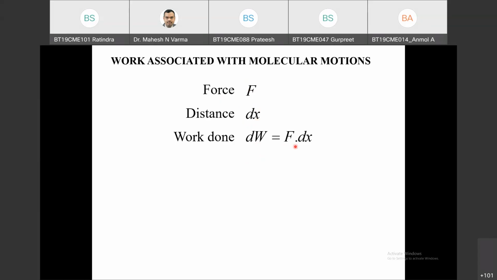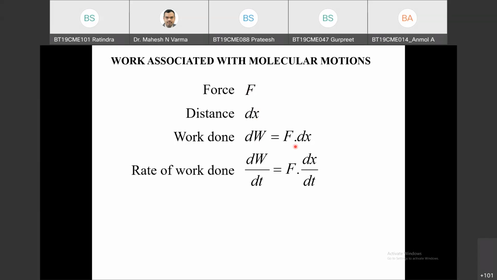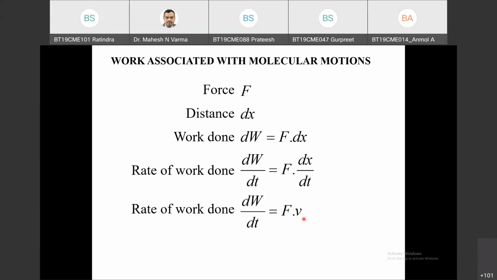Now the rate of work done is work per unit time, not per unit area. Work per unit time, where dt is the time. So this will be the rate of work done, work per unit time. That will be F into dx by dt. What is dx by dt? This is velocity. Displacement per unit time is velocity. So the rate of work done will be force into velocity.